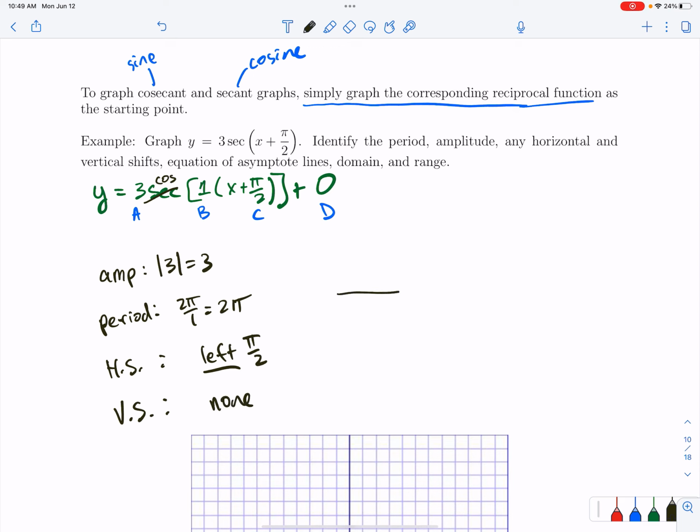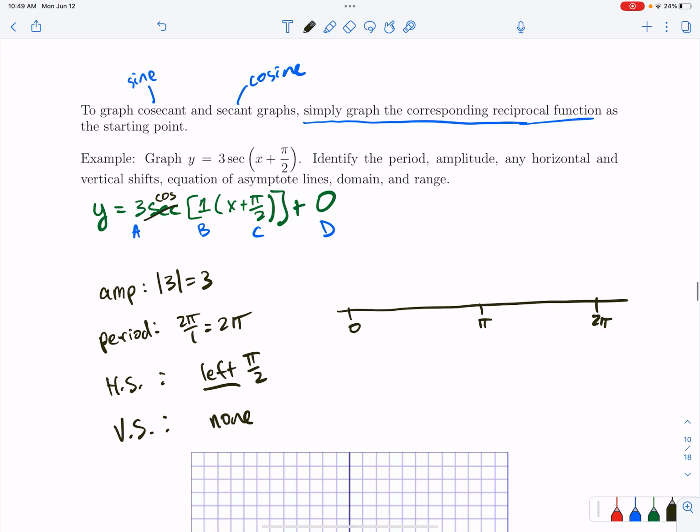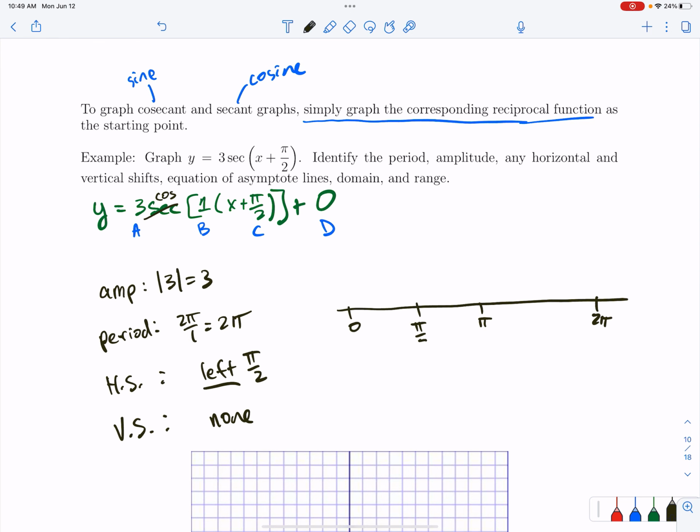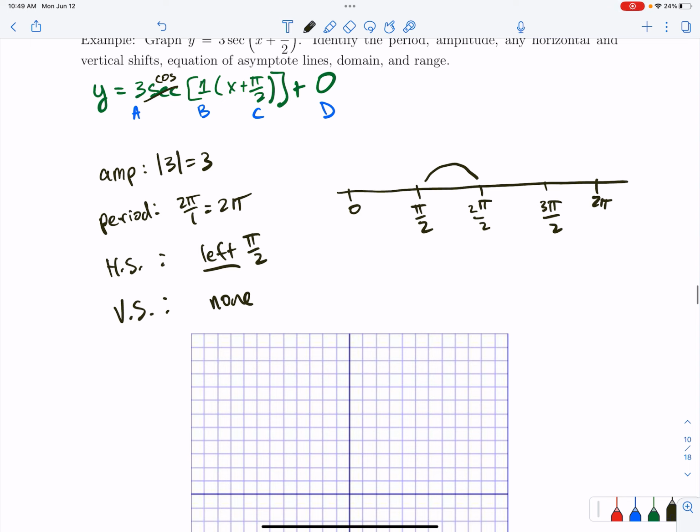All right, so I'm going to map out my period length. This is 0 to 2 pi. Half of that is pi. Oops, half of 2 pi is pi. Or what I should say is between pi and 2 pi, all I do is add these two together. Pi over 2 plus 2 pi over 2 is 3 pi over 2. And then to apply the horizontal shift, I'm going to subtract pi over 2 from each of these values on the number line.